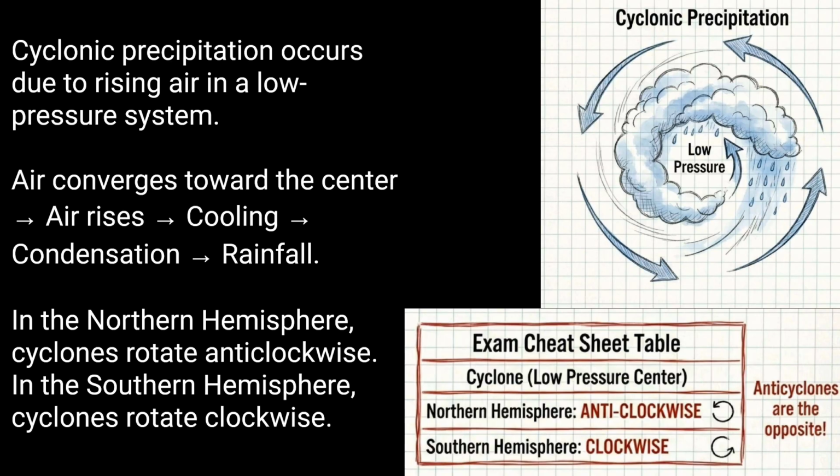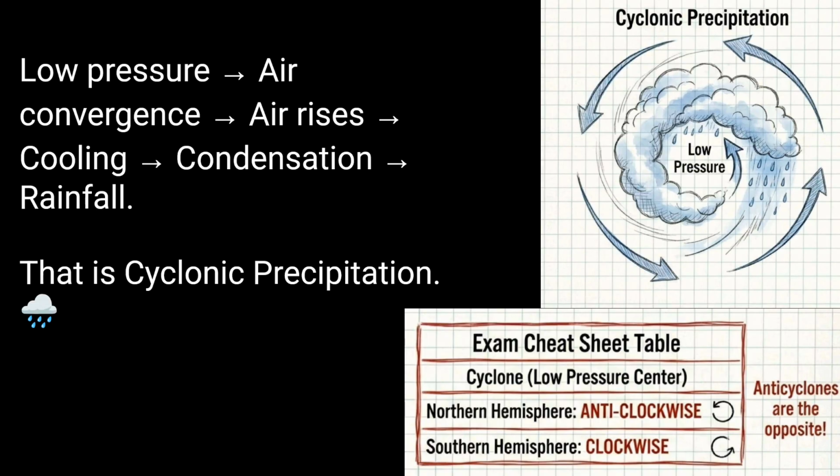Cyclonic precipitation occurs due to rising air in a low pressure system. Air converges towards the center, then air rises, then cooling, then condensation, and finally rainfall. In the northern hemisphere, cyclones rotate anti-clockwise. In the southern hemisphere, cyclones rotate clockwise. So remember this simple flow. In a low pressure system, air converges towards the center, then air rises, then cooling, then condensation, then finally rainfall. That is cyclonic precipitation.